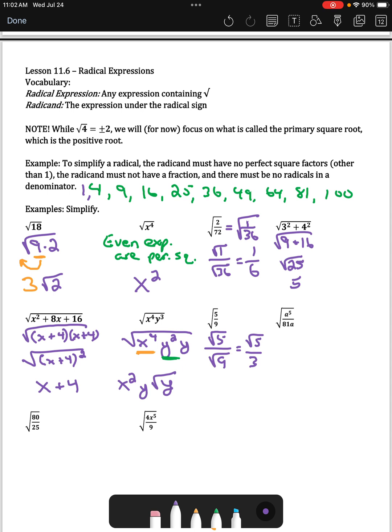Next example, we have root a to the 5th over 81a. And we're close to being really good. Like, that denominator is almost perfect. 81 is in my list. But the a, just a single boring a, means right now the denominator is not perfect. Because that single boring a has an invisible exponent of 1. It has an invisible odd exponent. Darn. Okay.